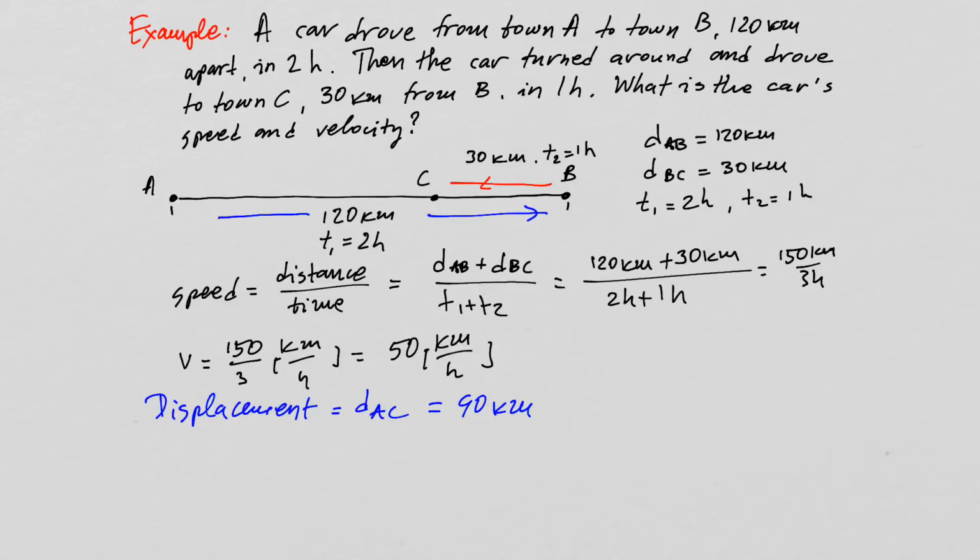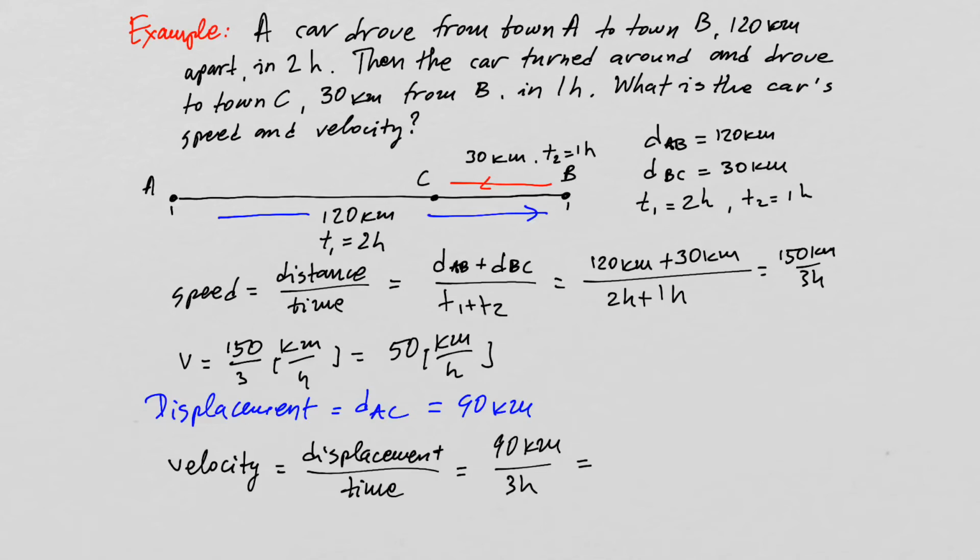So then the velocity is the ratio of the displacement versus the elapsed time. And so that would be 90 kilometers. And the elapsed time is still 3 hours. That is the total time it took to get from A to C. So that is 2 hours between A and B plus another hour between B and C. And so this gives us 30 kilometers per hour. So this is the velocity, and the speed is 50 kilometers per hour.